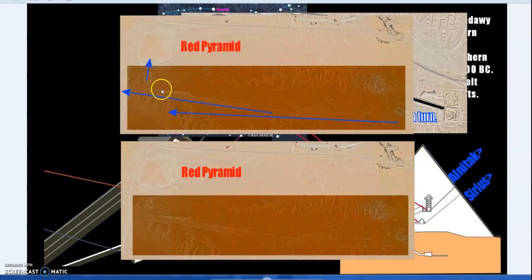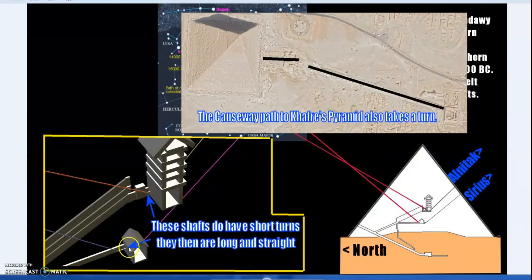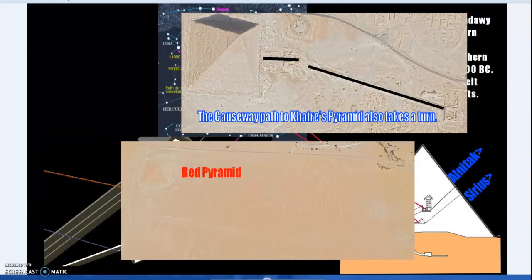Now, this is not the only example. This is almost a standard now. Even if you look at the chambers underneath all the other pyramids, they have twists and turns, even though they have a major path, there will be short turns. This is the norm rather than the exception. So I think this criticism of the shafts having these small turns in them is, well, short-sighted, I would say.